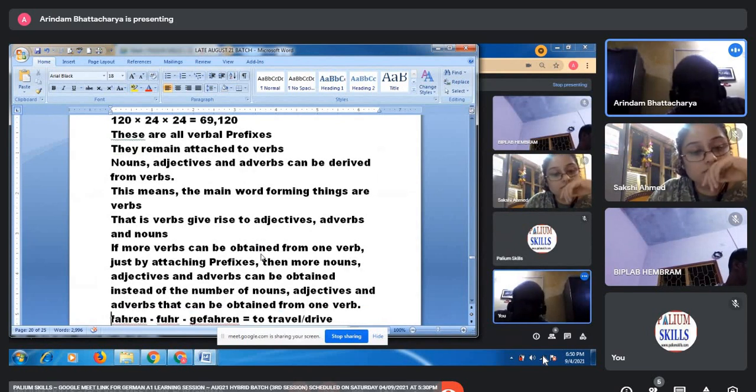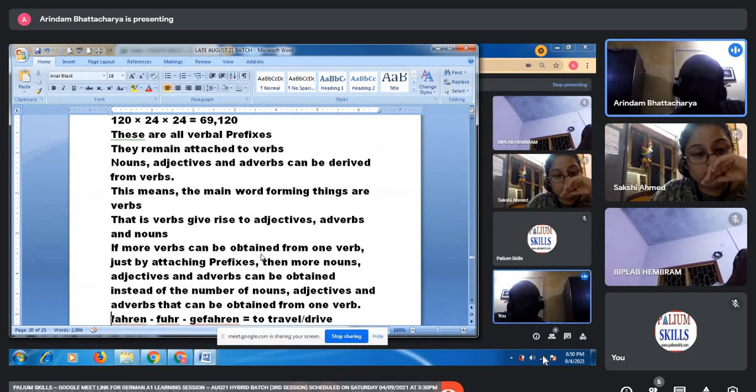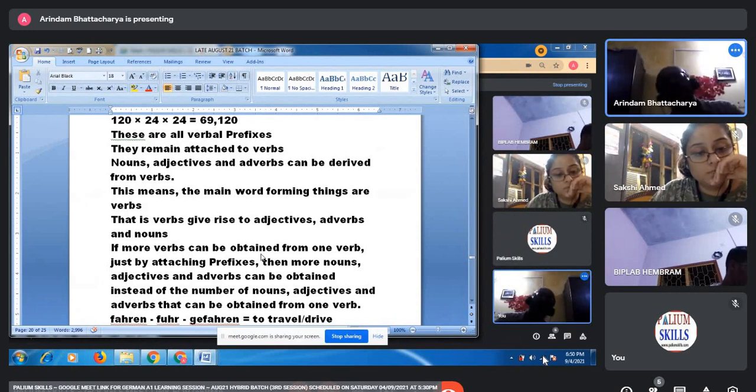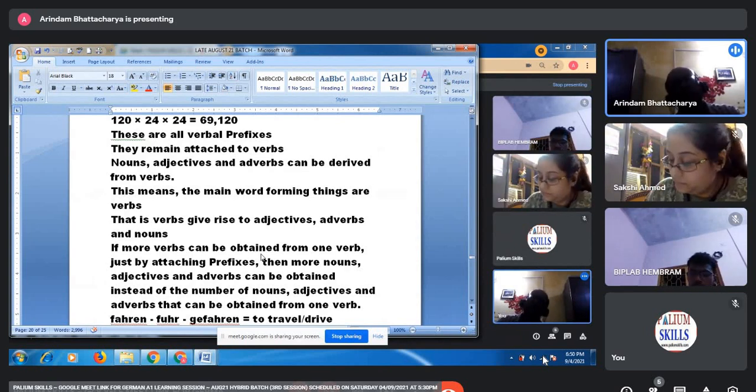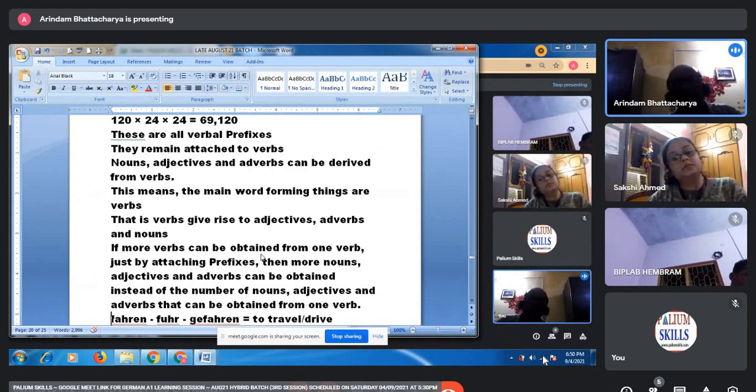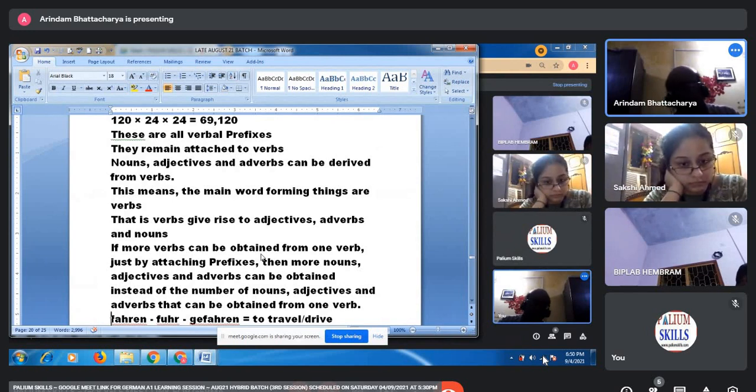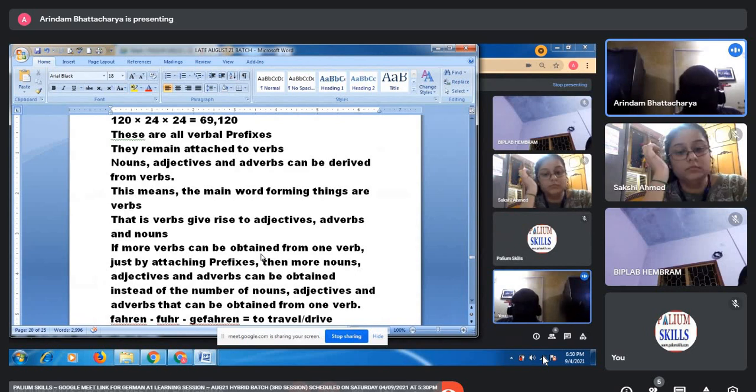In comparison to that, if one verb can provide, say, 10 words, 10 parts of speech, then 33 prefixes can provide 330 parts of speech from one verb. So naturally the span of each verb is increased.